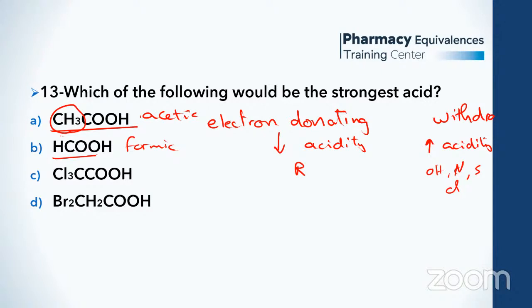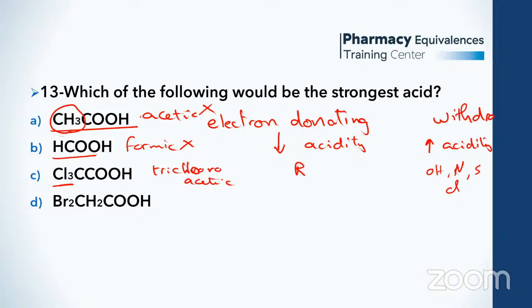Let's compare between formic and the next one. Here we have trichloroacetic acid. Chloride atoms, not only one, we have 3 chloride atoms, so that increases the acidity. So trichloroacetic acid is more acidic than formic acid. So we can exclude formic acid.